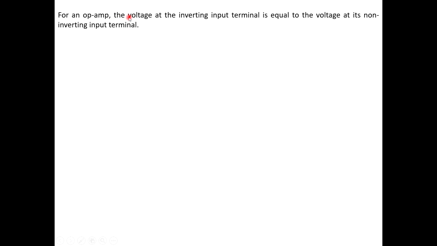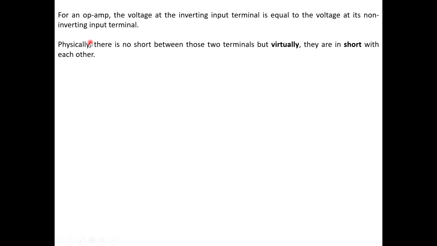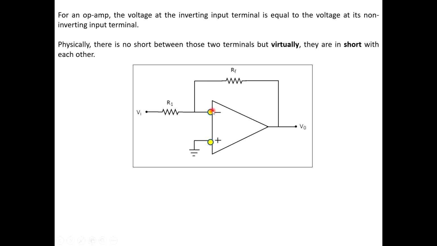Now, for an op-amp, the voltage at the inverting input terminal is equal to the voltage at its non-inverting input terminal. This is actually a theory which is assumed by us. So, what happens is there is no short or there's no connection between these two terminals, that is the inverting and the non-inverting terminal, but virtually, that is something which is not in real, they are in short with each other. As a consequence of this, whatever voltage appears at the negative input over here is the same voltage that appears over here at the positive input. So this concept is called the virtual ground concept or virtual short concept.